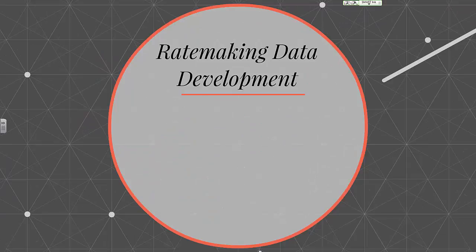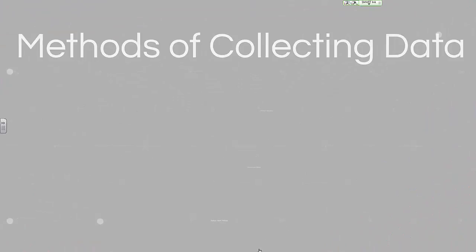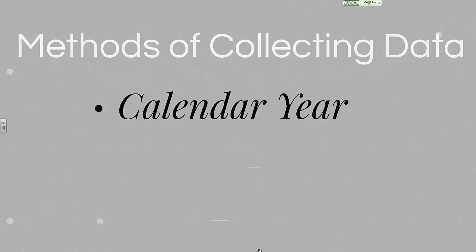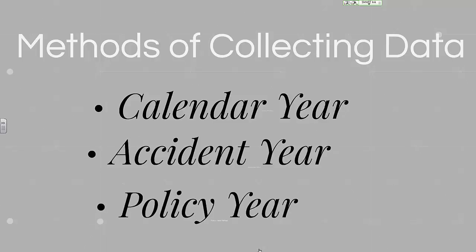Now let's look at rate-making data development. These are basically the different steps to developing data for rate-making purposes. The first step is, of course, to collect the data. There are 3 different methods of collecting data. The first is the calendar year method, next the accident year method, and then the policy year method.